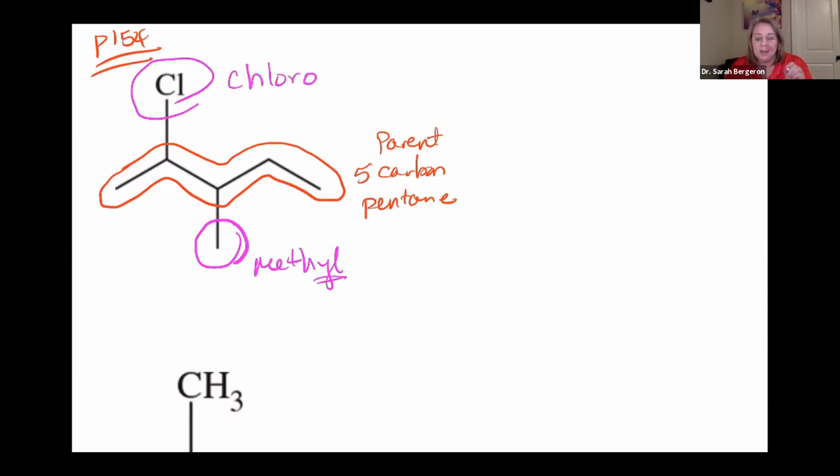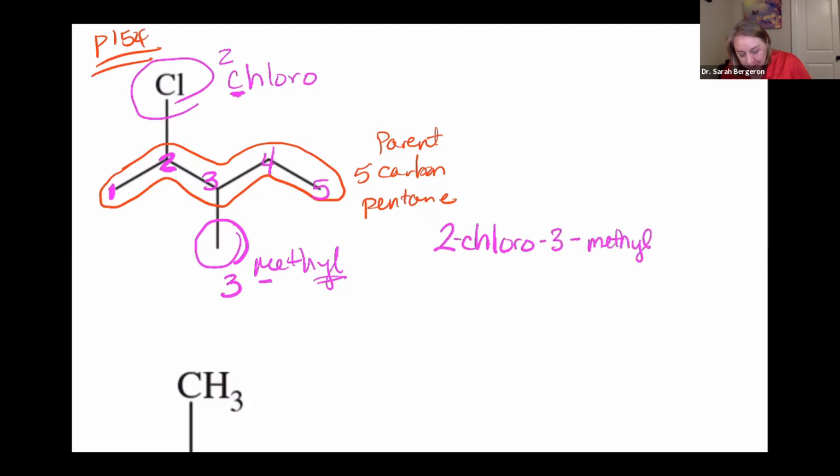So now we want to number these, and we want to number the parent chain so that the lowest alphabetical has the lowest number. So C comes before M in the alphabet, so we want to give chloro the lowest number possible. So if I do that, that would be 1, 2, 3, 4, 5. So when I name this, this is going to be on the 2nd carbon, this is on the 3rd carbon. So I'm going to name it and I'm going to put it in alphabetical order, and I'm going to say 2-chloro, 3-methyl, and then the parent pentane.